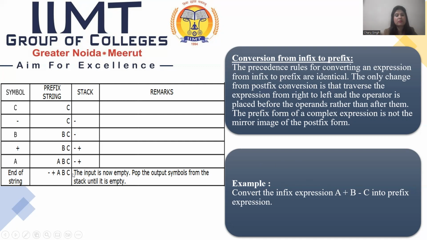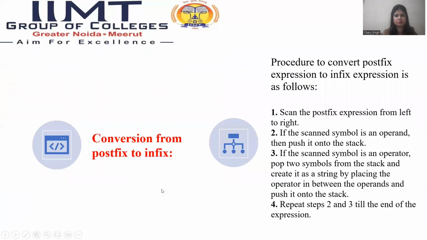So after ending the elements, my operator will be popped out and pushed with the whole element. So the result will be minus and then the sub-expression addition A, B, C. I hope this gives you a clear picture.